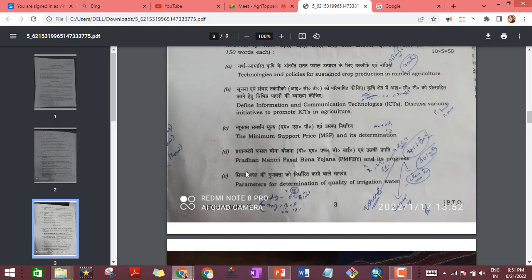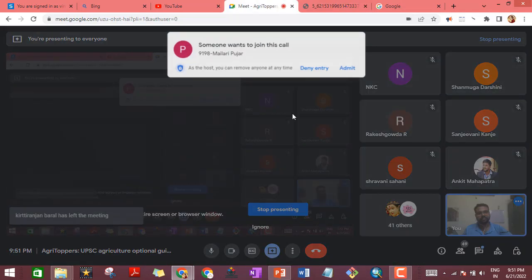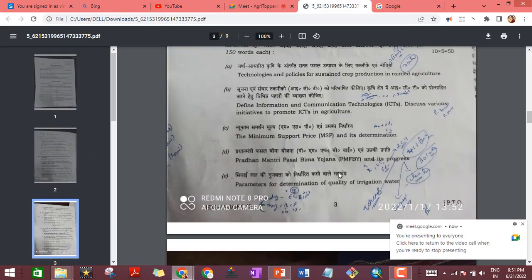And another trend which we observed was, look at the parameters for determining quality of irrigation water. Usually they used to not ask this question in compulsory. They used to ask this question in optional questions, whichever they are given option. But this year they changed the trend. So this is what we need to see.